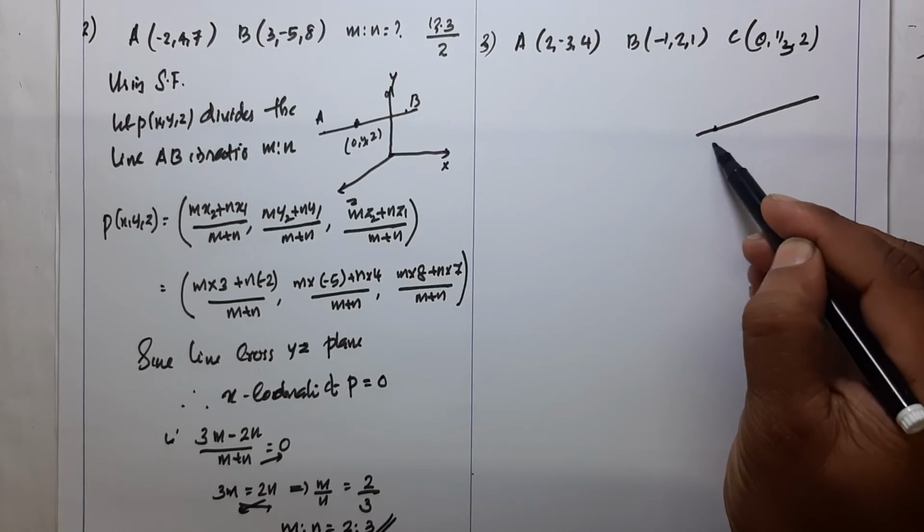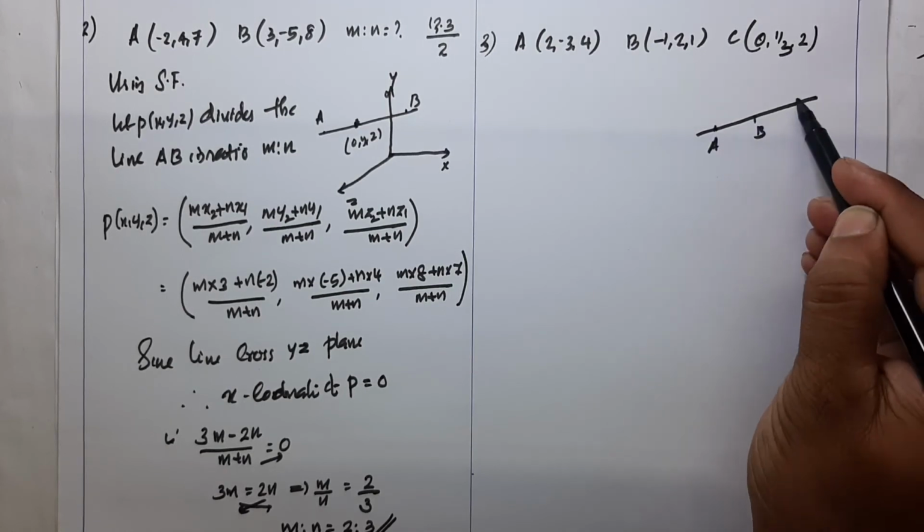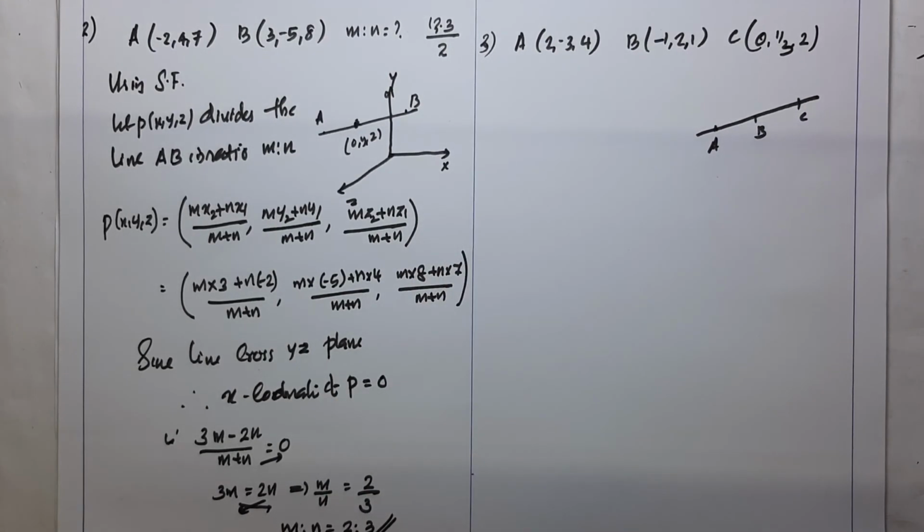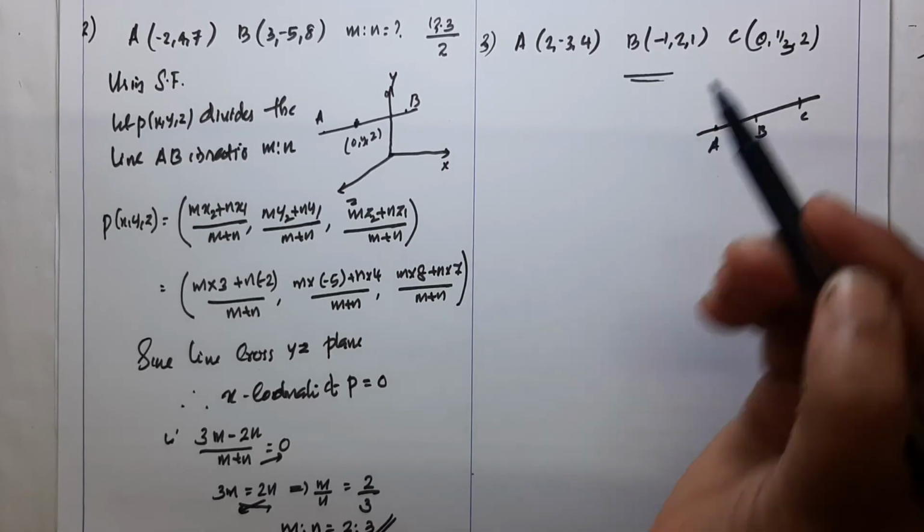That means here we prove that A, B, C lie in the same line of action. We have to prove that A, B, C lie in the same line of action using section formula. Okay.